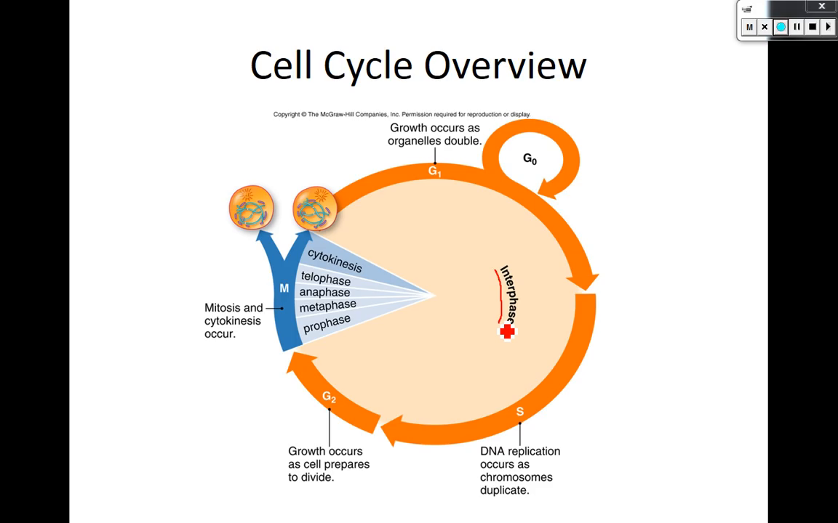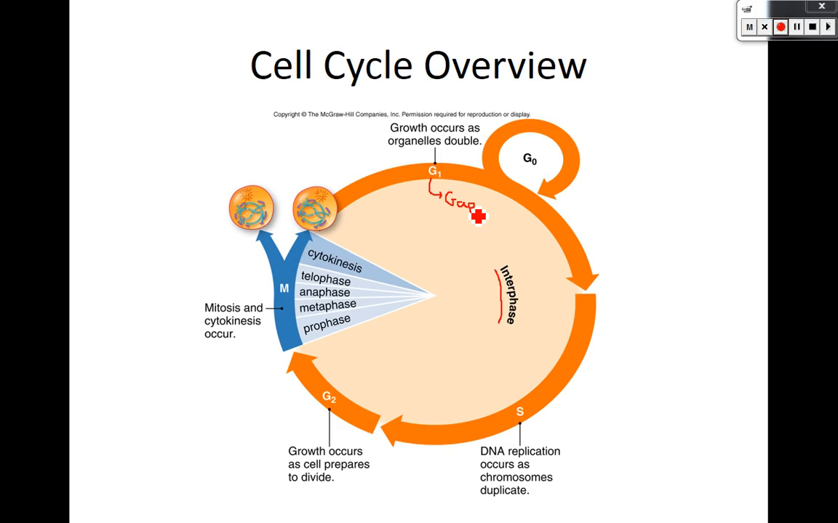So interphase is divided into 3 or 4 stages, depending on the cell. So there are these G stages. There's G1, G0, and G2. And G in these cases stands for gap. And again, if you remember that, fantastic. If you don't, I'm certainly not going to stress about it.